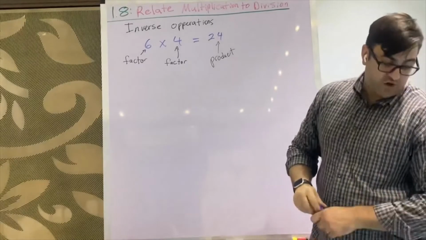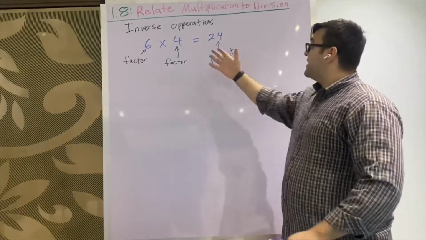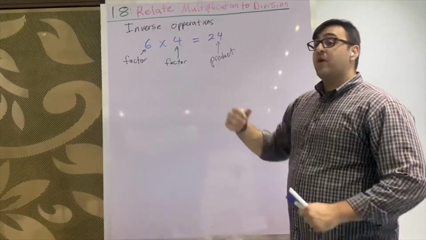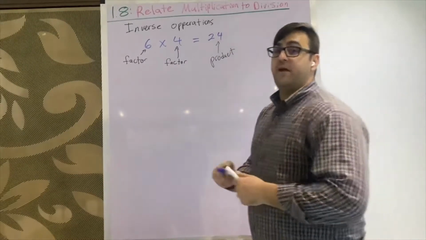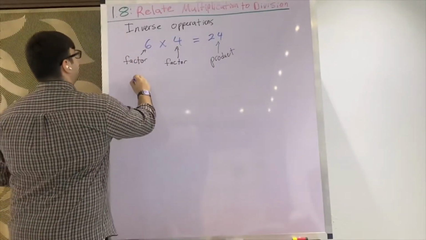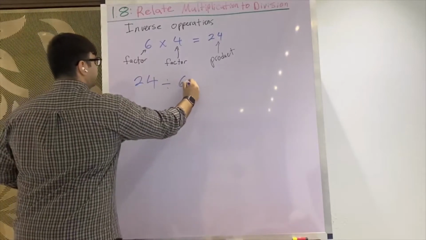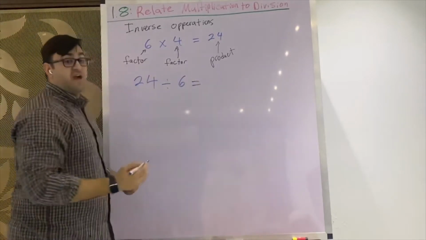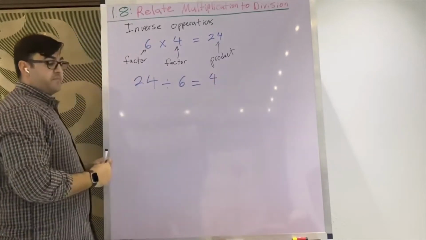Now let's talk about division. We're going to use the same numbers so that we don't confuse anybody and everyone stays with us. So if I have 24 divided by 6, obviously the answer is going to be 4. You guys know that already.